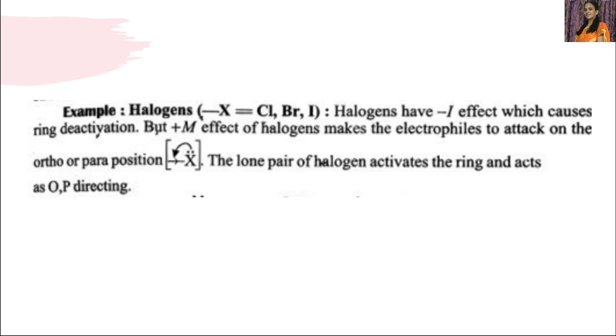Okay. So let's show this. The lone pair on halogen activates the ring and acts as an ortho-para directing group. Because of this plus M effect, the lone pair is pushed towards the benzene ring. Because of that reason, when the ring is activated, the incoming electrophile has to go to ortho and para positions.